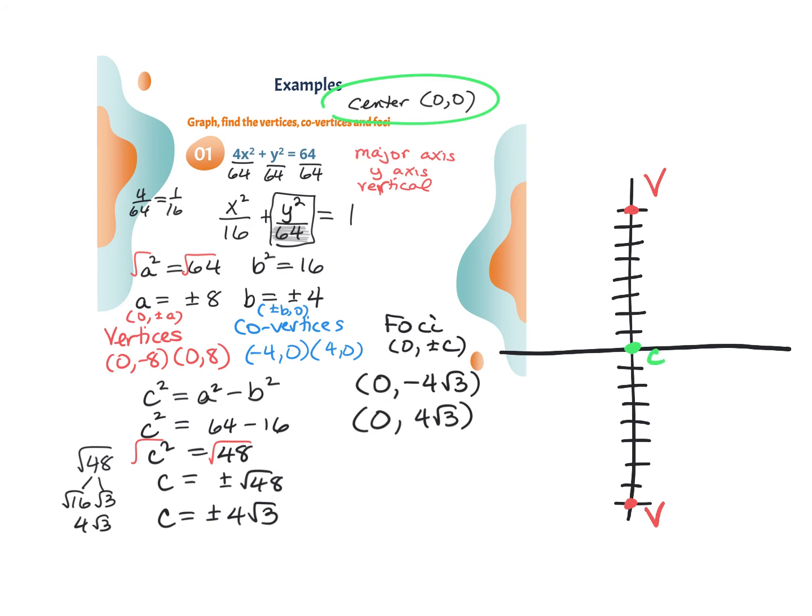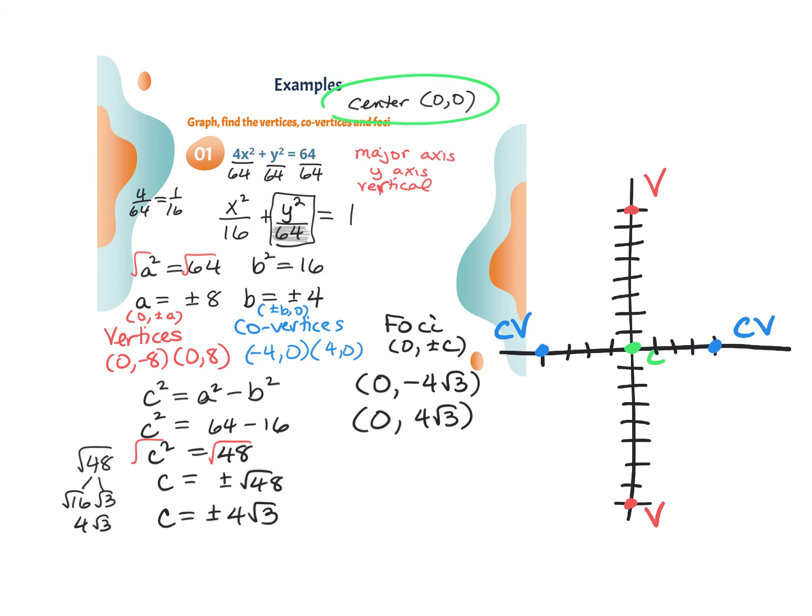And now I'll do the co-vertices in blue. They're at 1, 2, 3, 4, so they're at positive 4 and negative 4. So a co-vertice here and here.